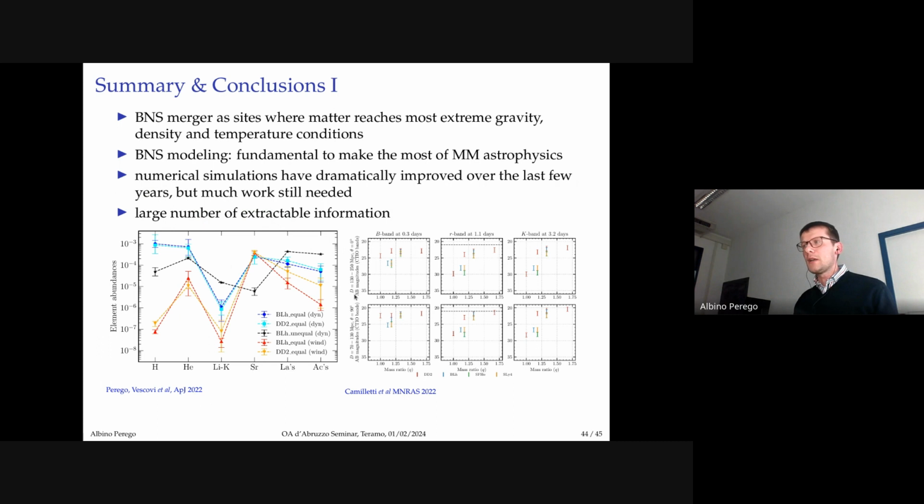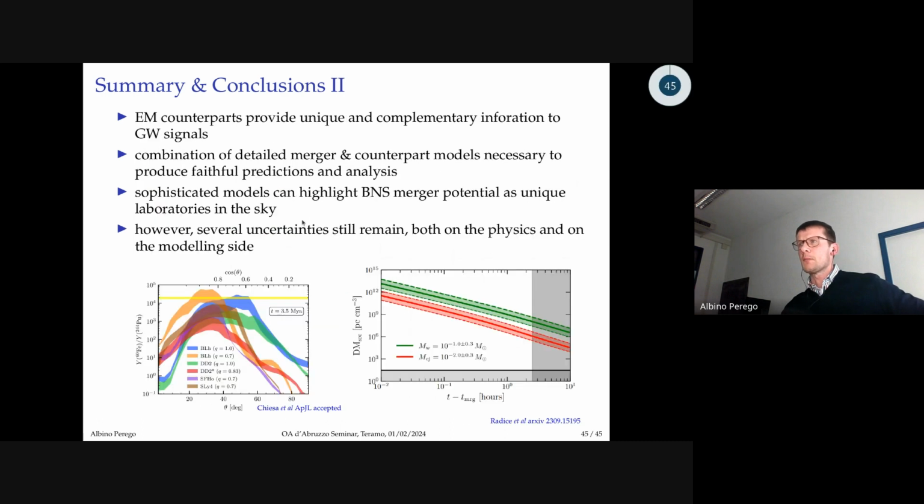And if you want to give interpretation to the observation, it's fundamental to also do the correct modeling. The numerical modeling of binary neutron star mergers has dramatically improved, but there is still a lot of work to do. The neutrino transport, the MHD mechanism, the microphysics, these are all to-do items on our list. However, if you do the proper job, a large amount of information can be extracted.